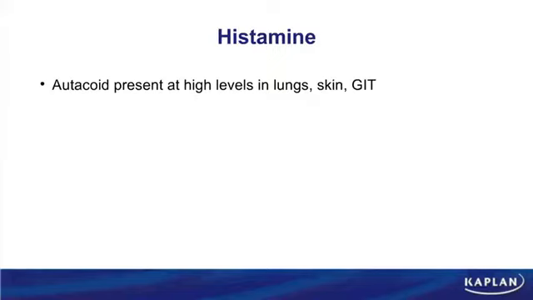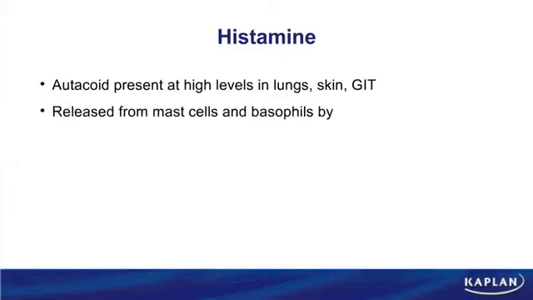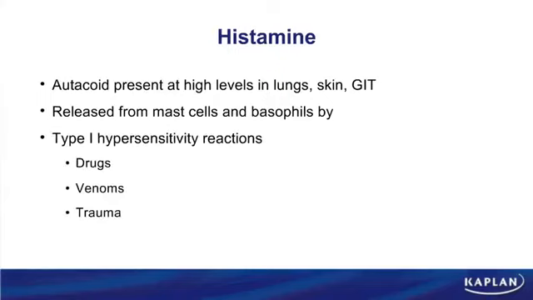Histamine is an autocoid. It's found in high levels in the lungs, in the skin, and also in other places in the body. It's released from mast cells and basophils, and certainly we think about histamine and its involvement in type 1 hypersensitivity reactions. We've seen a number of drugs that can cause histamine release. Examples of those drugs are things like morphine and amphotericin B. We've also talked about vancomycin's histamine reaction that we talked about as red man syndrome.